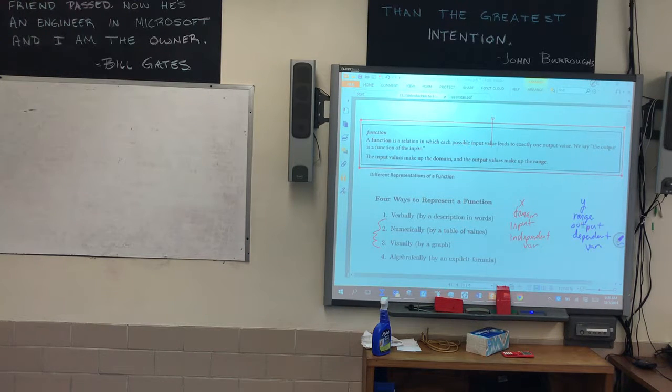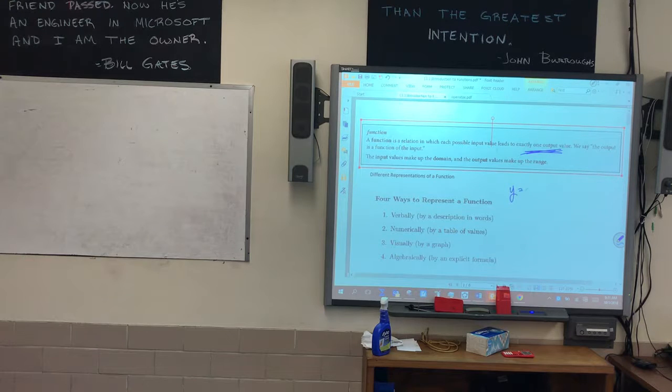The final way, which is the one we like to use the most, is algebraically, by an explicit formula. By using variables and coefficients in our order of operations to express how our x's are related to our y's or vice versa. Is that okay with everybody? Okay. Before we go on, I need you to understand that to have something be a function, this has to be true. So I'll give you an example of this.